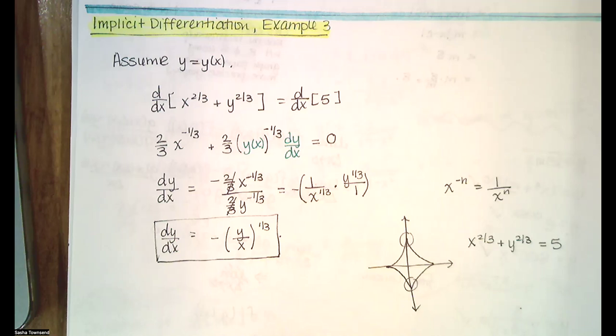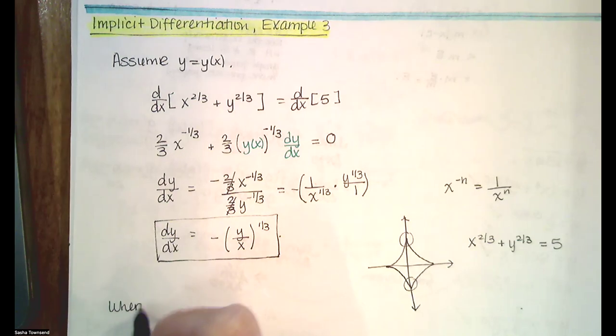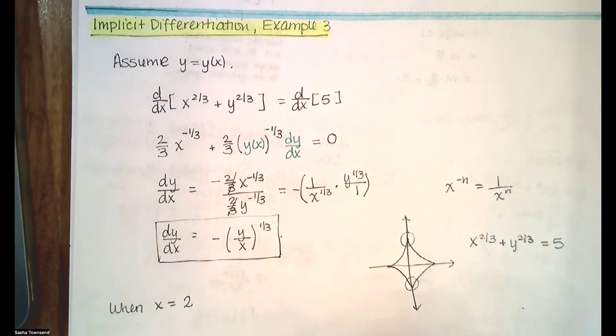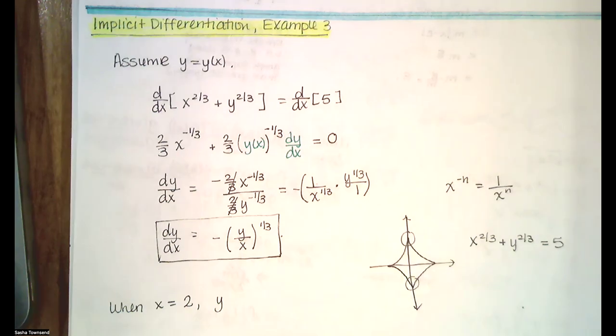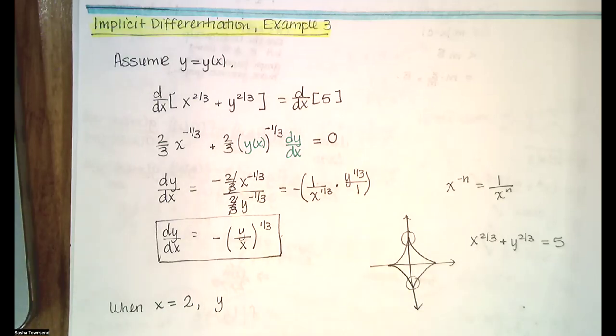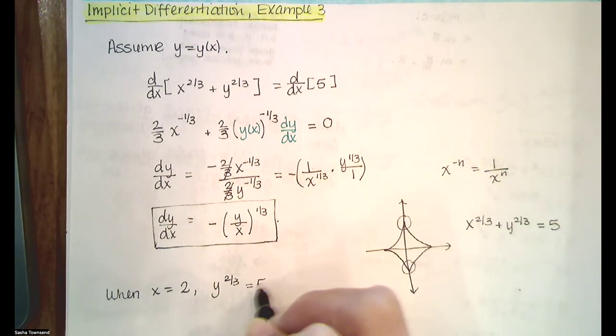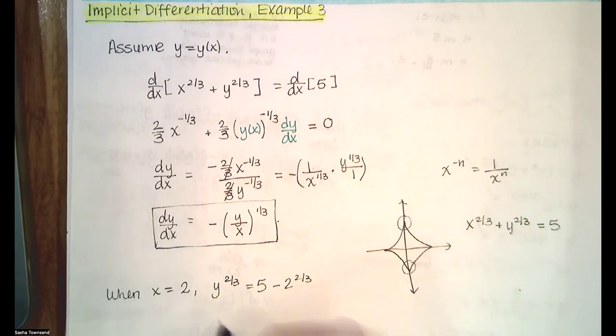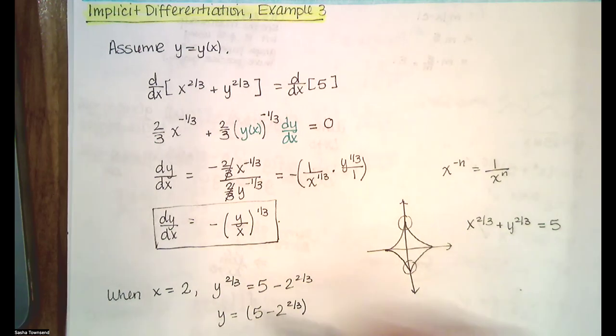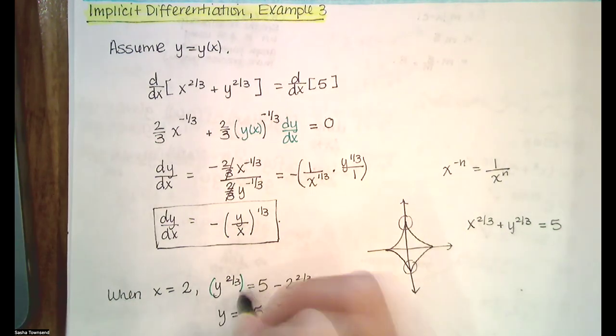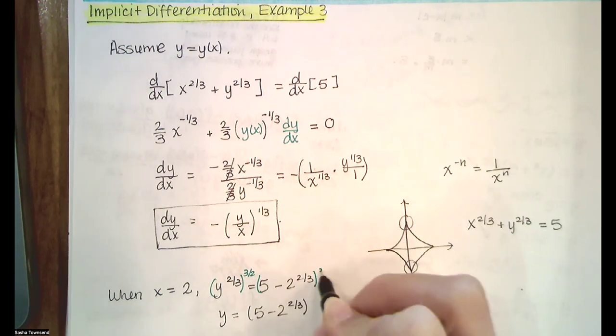We might substitute in a particular value of x. I think I substituted in x equals 2. When x is equal to 2, my y value, did I use x equals 2 or x equals 1? Not sure. Hold on just a second. When x is equal to 2, we get y to the 2/3 equals 5 minus 2 to the 2/3. So y would equal 5 minus 2 to the 2/3 raised to the 3/2 power. Because you're just taking both sides and raising it to the 3/2.